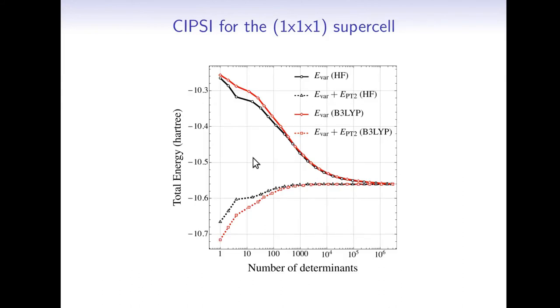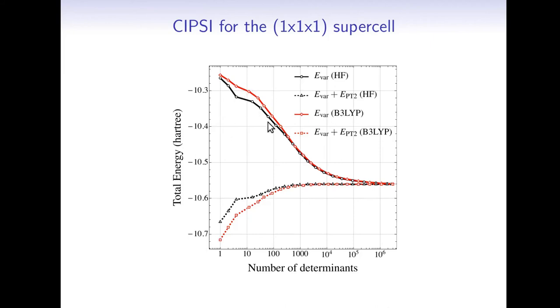I'll show you just the CIPSI results here as an illustration for the smallest supercell, which is a primitive cell. Here on the axis you have the number of determinants. We go to more than 1 million. The curves give you the total energy. On the top is a variational curve, which means this is the energy when you select determinants. Here we used either Hartree-Fock or B3LYP orbitals, just in order to show that when we reach the full CI limit, the results are independent of the choice of these orbitals, of course.